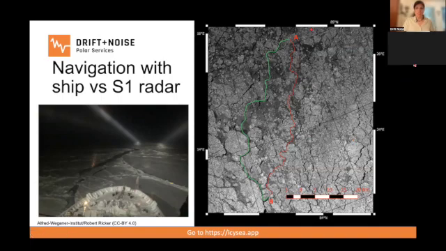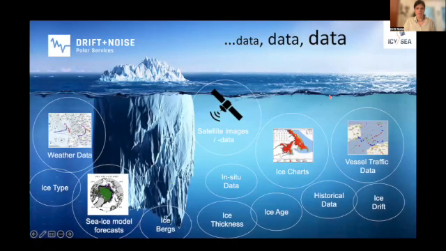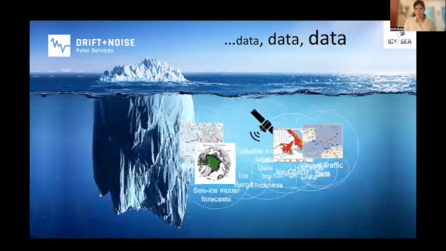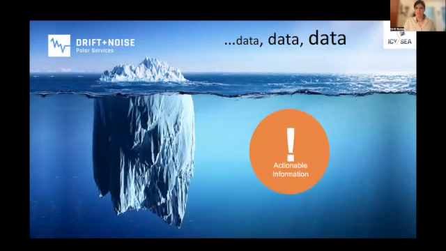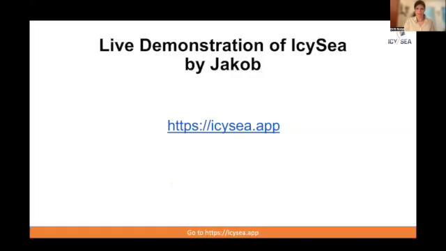Now, of course, it's ice, but also maybe you want to avoid the ice and so on. So having access to these images is important. So in IcySea, we really want to combine all these data sets that were mentioned before into one application, and you can decide what you want to have access to or not. So that was just really a quick introduction, because I think most of you, or some of you, are aware of what we do. And I'll hand it on to Jacob now, who will give you a live demonstration of IcySea.